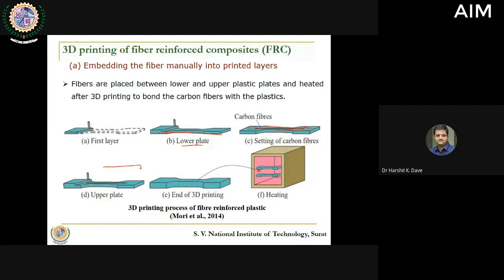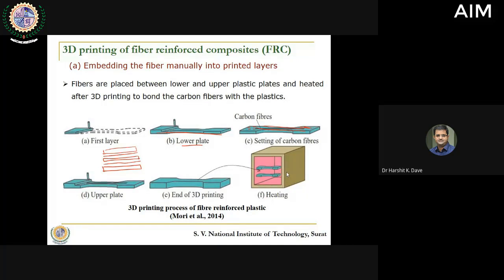One layer is for the polymer. Then you have one layer of fiber. Then you have another layer of polymer. Then you have one layer of fiber. Then you have another layer of polymer. So here the usual, simple 3D printer is being used, and the carbon fiber is laid on a recently printed layer so that it gets some sort of fitting into it well.